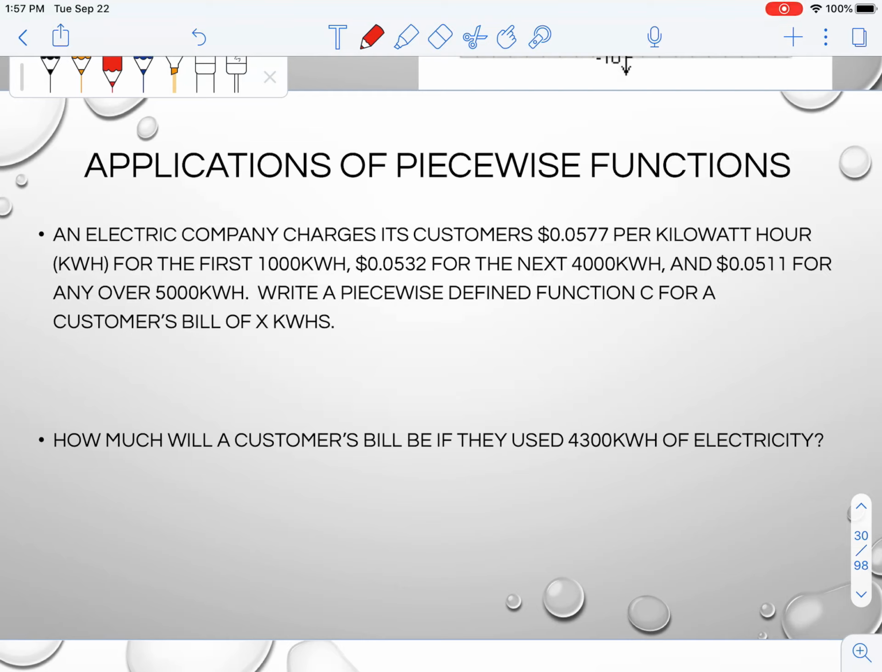And then if you went over 800 minutes, then maybe it was 10 cents a minute once you exceeded 800 minutes a month. That would have been a piecewise defined function, right? The example I have here is an electric company.